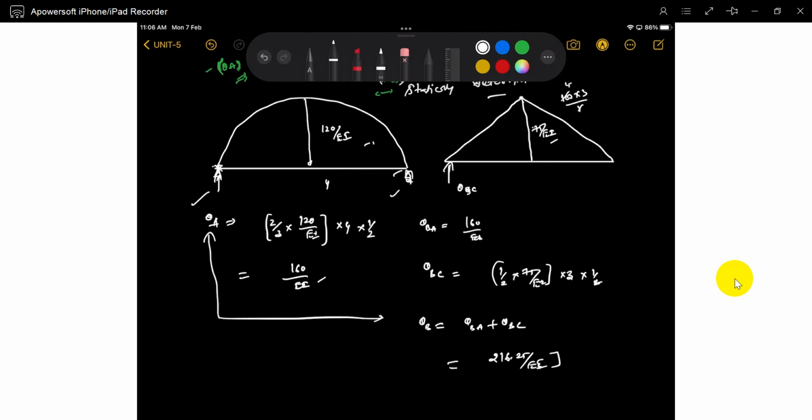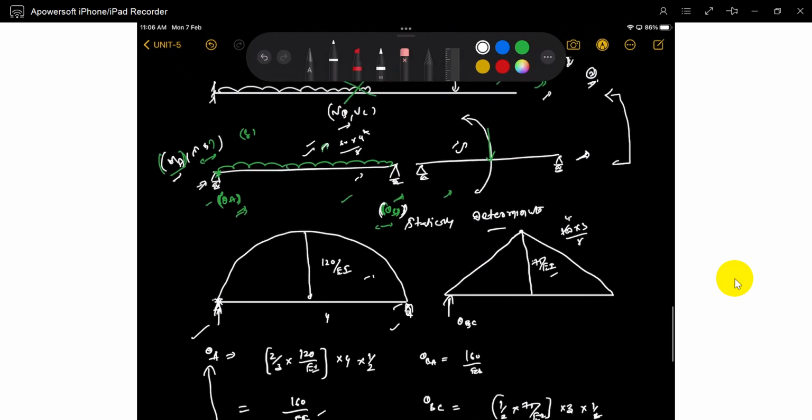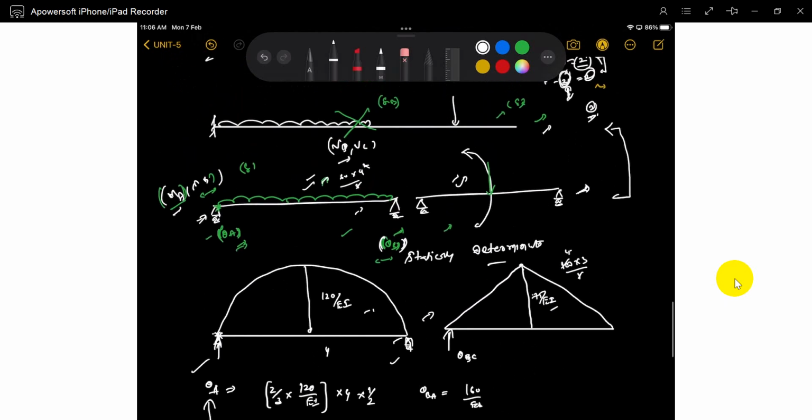These two are the fixed, and not fixed. Previously it's fixed. It's free deformation values. You have to find out the theta A and theta B first, and later you restrict it. It is free. You just treat it like simply supported beams.